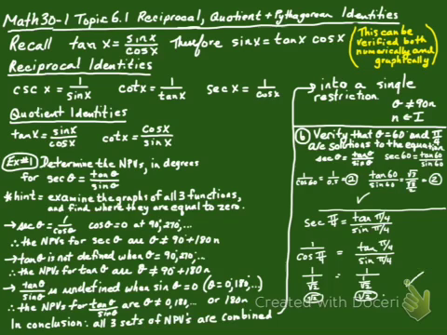Therefore, what we have done is verified that both the angles of 60 degrees and pi over 4 are solutions.